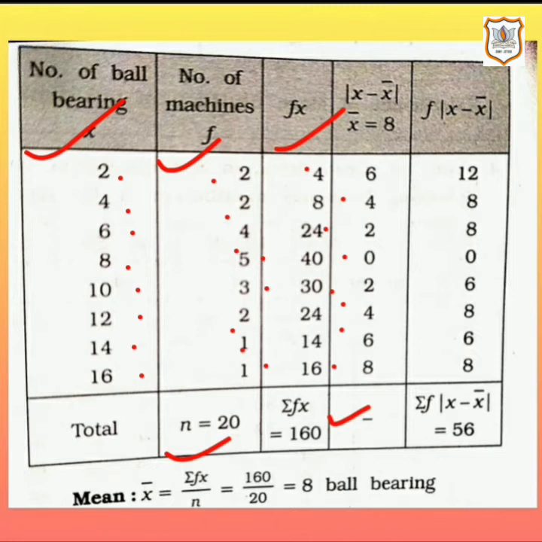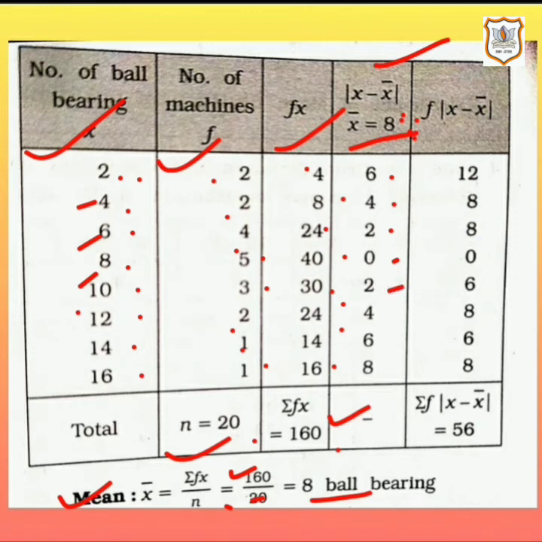Now we'll find the mean first. So x bar is equal to sigma fx upon n, that is 160 upon 20, that gives you 8 balls. So mean is 8. Now we are going to find absolute x minus x bar. As x bar is 8, this is your x. 2 minus 8, that gives you 6. 4 minus 8, that gives you 4. 6 minus 8 gives you 2. 8 minus 8 gives you 0. All the values are coming positive because of absolute. So 10 minus 8 gives you 2, and so on.